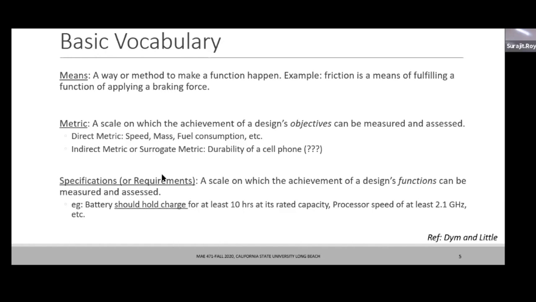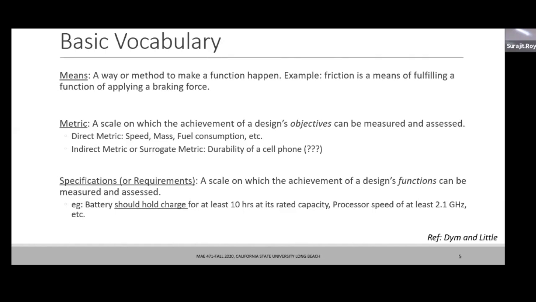Is that making sense to you guys? Yes. Battery life, somebody says, so that is also one of the ways that you can measure durability. Well, there are many other metrics that you can relate to the specific objective.